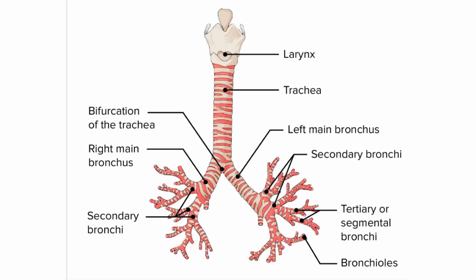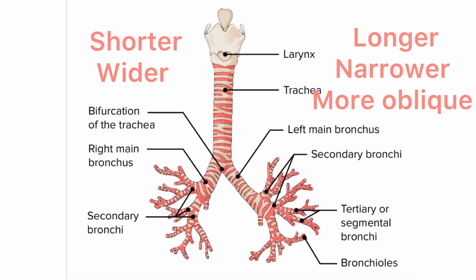You can see that the right is 2.5 centimeters long, while the left is 5 centimeters long, okay? That simply means that the left is longer than the right, while the right is wider and shorter, but the left is narrower and more oblique.